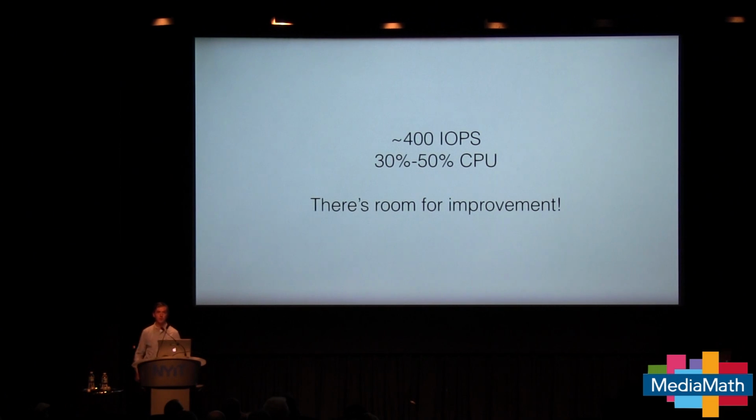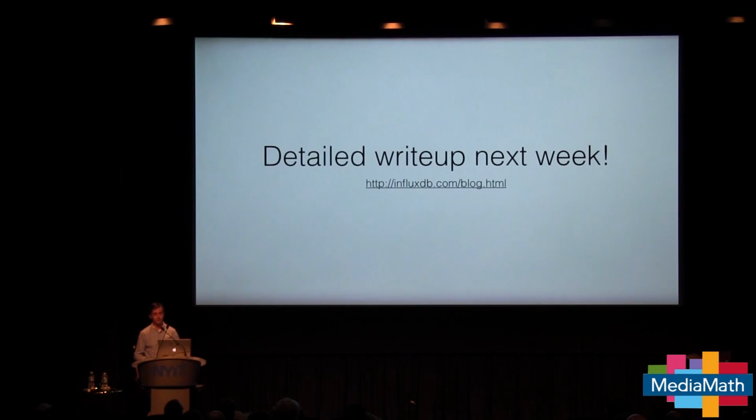On the system, we saw generally about 400 IOPS, which I guess is more than a spinning disk can generally do unless you're in a RAID array, but easy for an SSD. We found about 30 to 50% CPU. We were actually pegging one core, and a lot of the time the others were sitting idle, so there's room for us to improve CPU utilization.